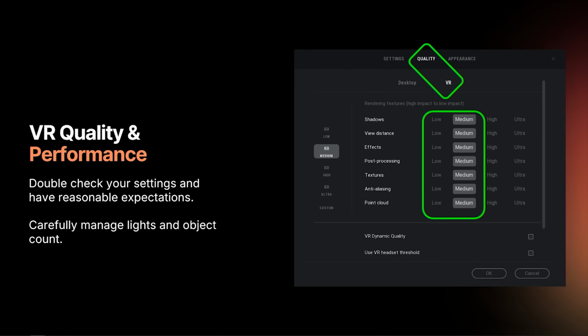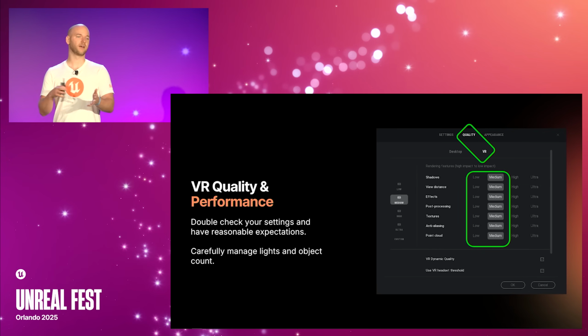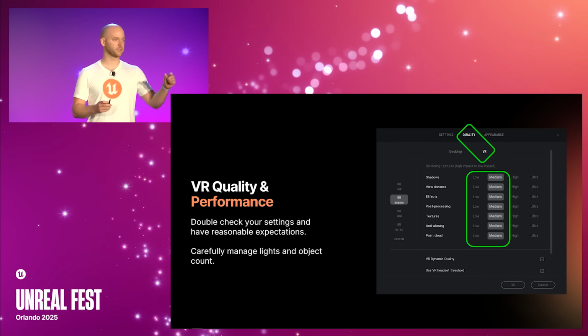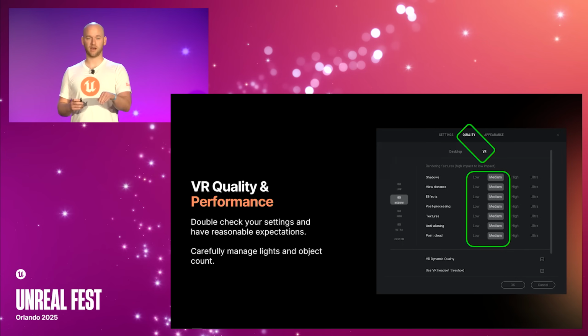I think by default, we leave VR quality at like ultra. But if your scene is only running at 45 frames per second in Twinmotion, it is not going to run at 45 frames per second in VR, and it's going to be a really not great experience for your end users. So make sure you go into your preferences, and in the quality tab, there's a second VR tab where you can change quality levels.